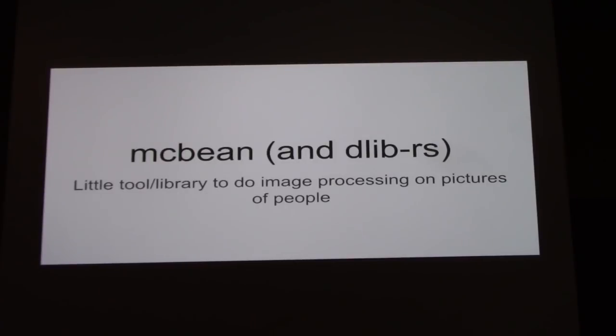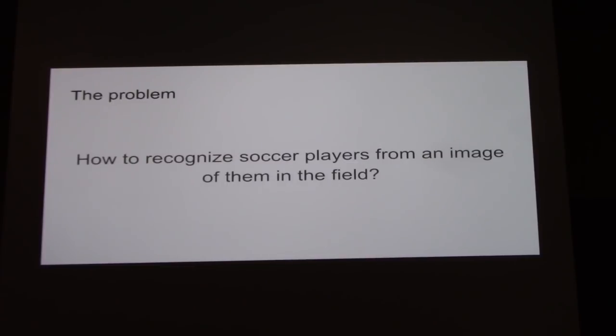I'm working on a library called McVean, which is the name of a famous photographer, that basically does image processing on pictures of people. The main use case is this problem that I was trying to solve. I wanted to build an app that, once you send it a picture of a soccer player in the field, is able to recognize which soccer player it is and hopefully send some statistics. All this in the context of the current World Cup. So I thought, well, why don't I do it in Rust?